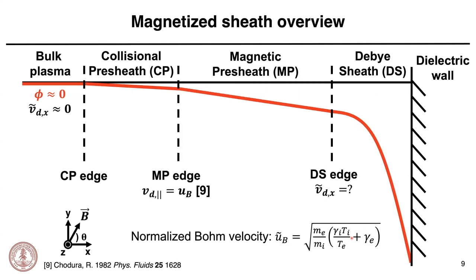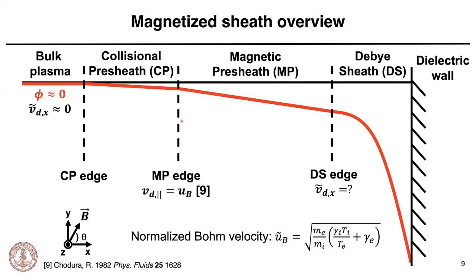Once you add a magnetic field with a certain angle, theta, what's been shown in the literature, specifically by the work by Kodura, is you get an additional pre-sheath region between the collisional pre-sheath and the Debye sheath, and this is called a magnetic pre-sheath. Basically, it has a similar function to the collisional pre-sheath. It also functions to accelerate ions to a sheath edge condition.